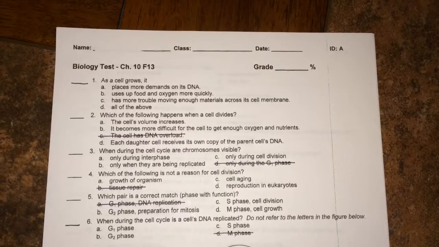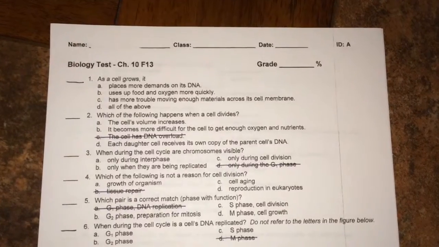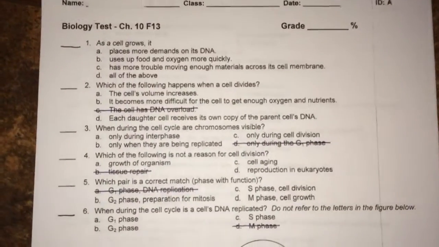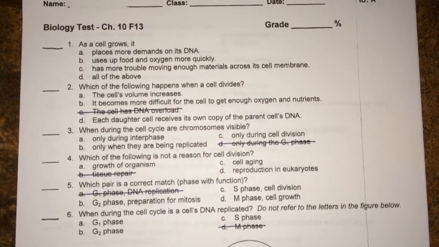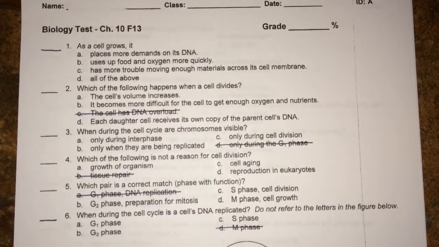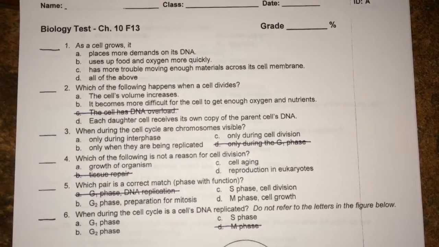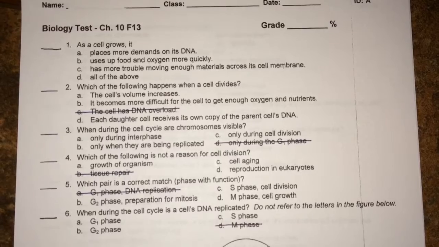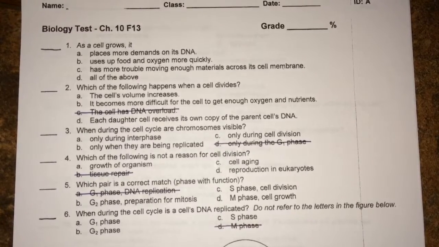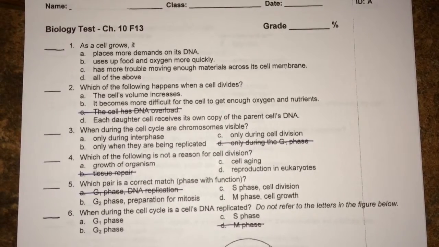Number 4, which of the following is not a reason for cell division? A, growth of an organism. C, cell aging. Or D, reproduction in eukaryotes.